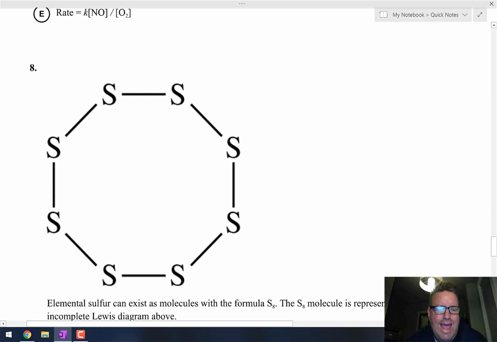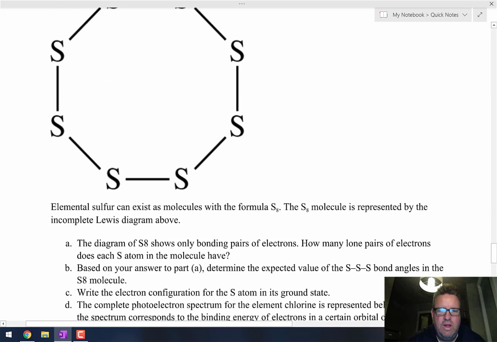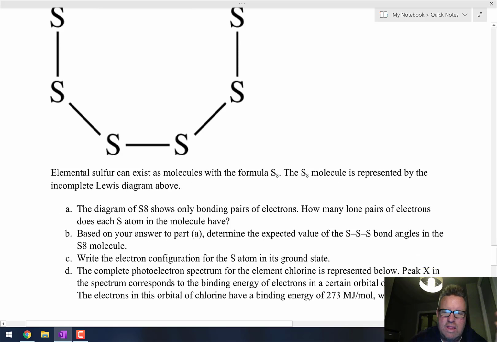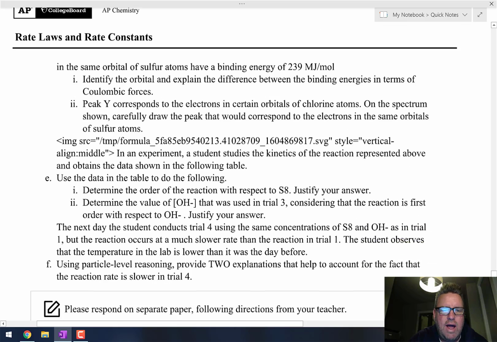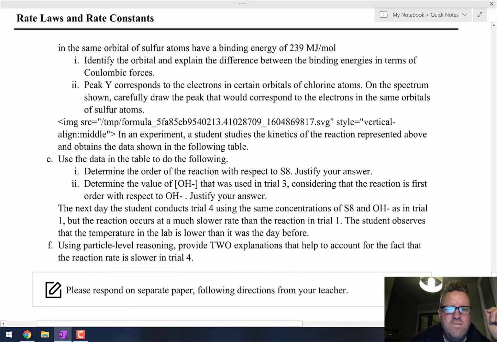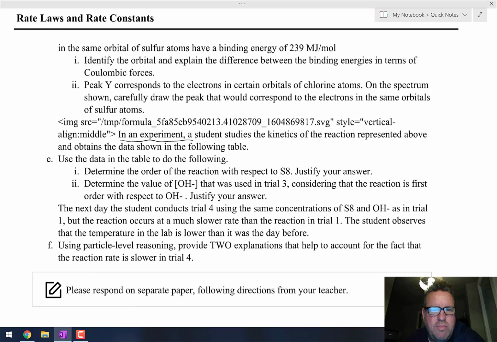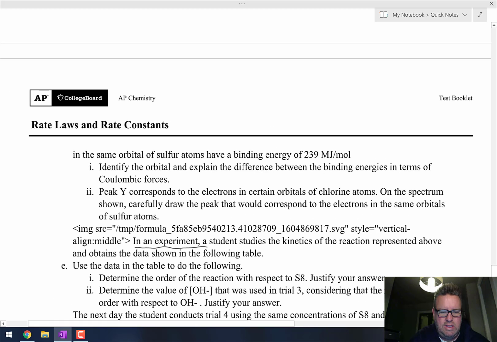Question number 8. I think this is the last one. Again, lots of stuff going on here. Most of this doesn't apply to this question. Let's go to, in an experiment, starting right here. In an experiment, a student studies, sorry, I thought I shut that off. A student studies the kinetics of the reaction represented above and obtains the data shown in the following table. Use the data in the table to do the following. Determine the order with respect to S8.